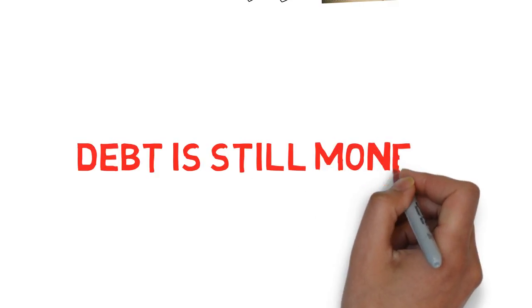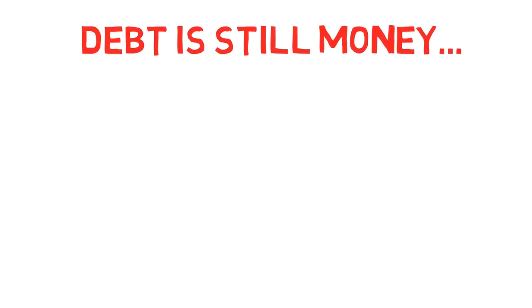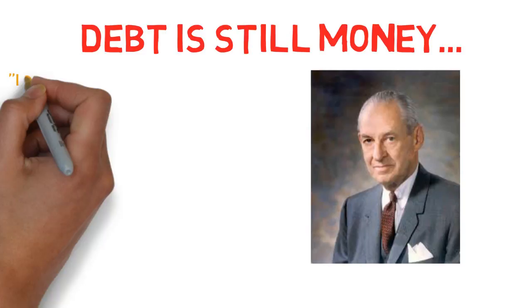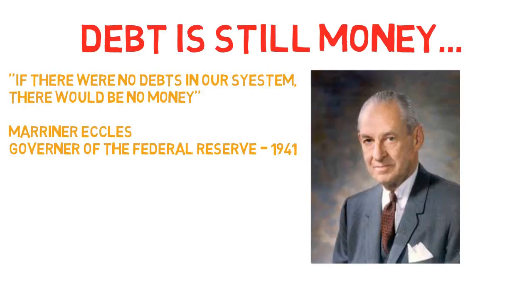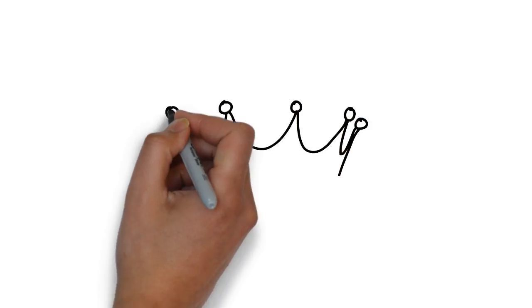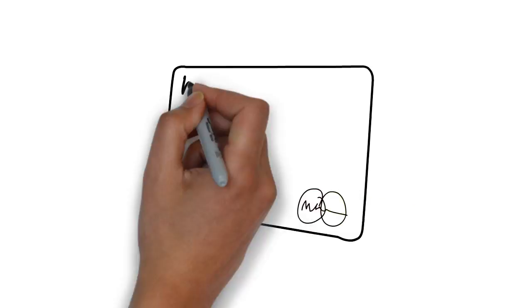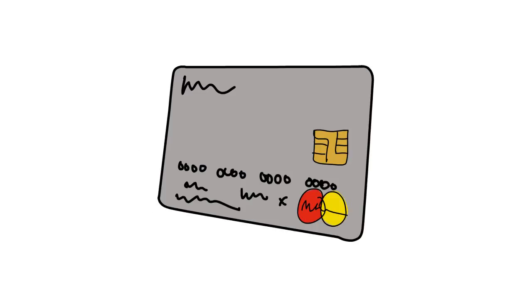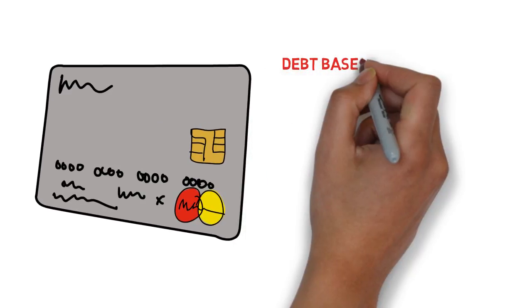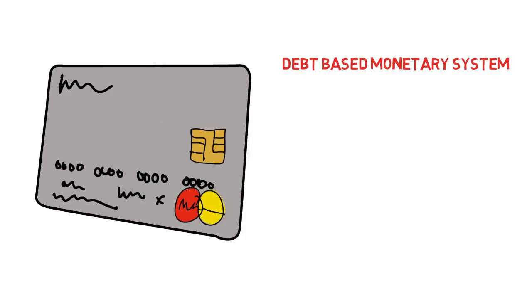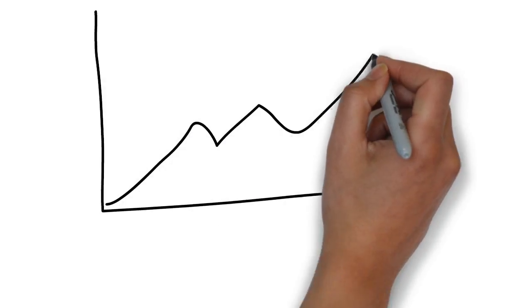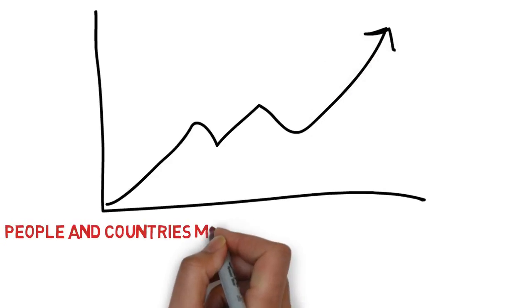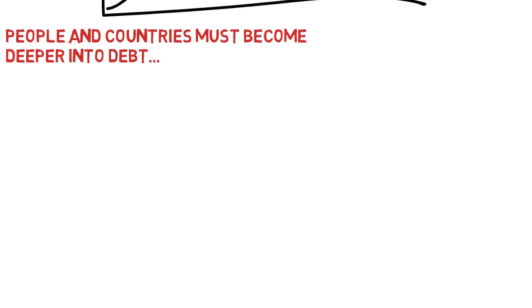Under the system, debt is still money. Marriner Eccles, the governor of the Federal Reserve, said, if there were no debts in our money system, there wouldn't be any money. So instead of gold being the backbone of our economy, it's debt. This system that we are under now is sometimes referred to as the debt-based monetary system, and it requires that debt always grows. So countries and people must go deeper into debt so that there is more money in the system, because remember, debt is money.